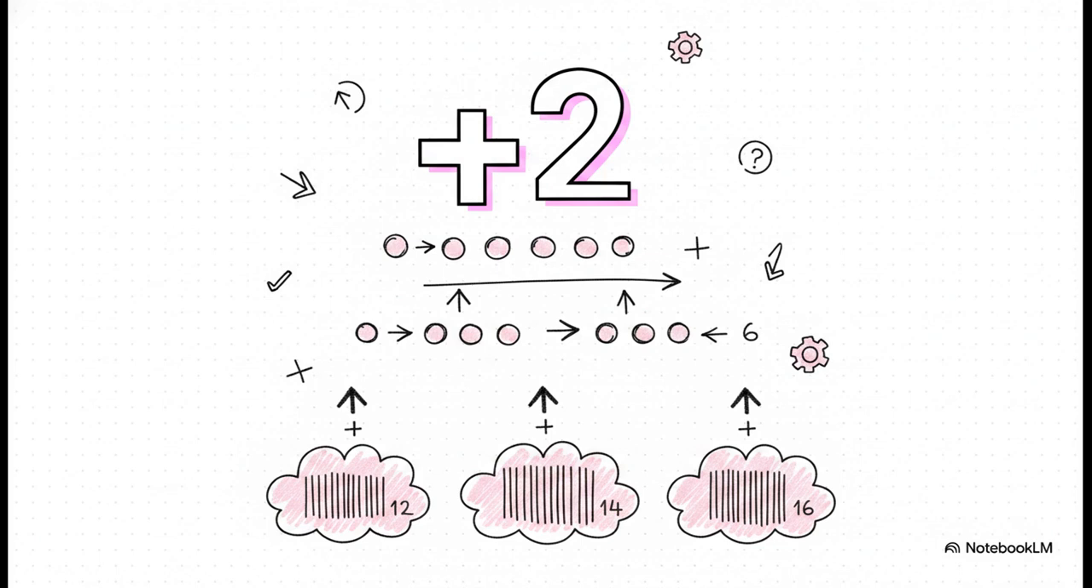And because we've cracked that hidden rule, we don't even have to guess what comes next. We know with absolute certainty that the next numbers are going to be 12, 14, and 16. That right there is the whole core of what we call a number pattern.